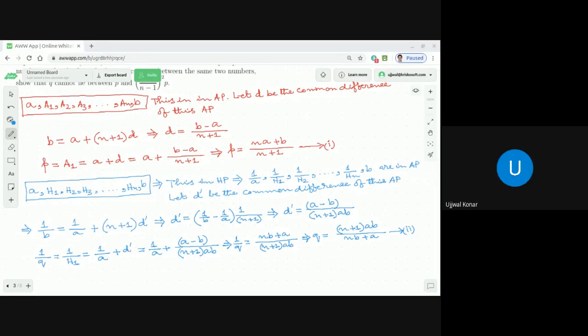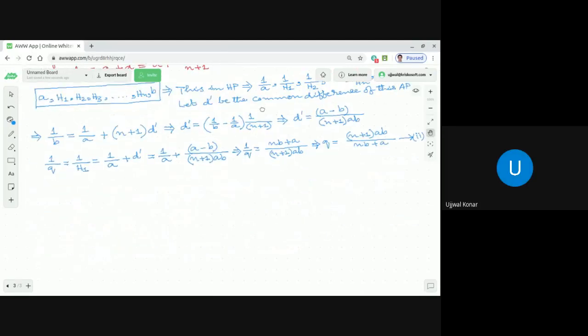Now, what do we need to show? These are the values of p and q we have achieved so far. But what are we supposed to show? We are supposed to show that q cannot lie between p and this expression, ((n plus 1) by (n minus 1)) whole square into p. Now, what is n? n is a number which is greater than 1.